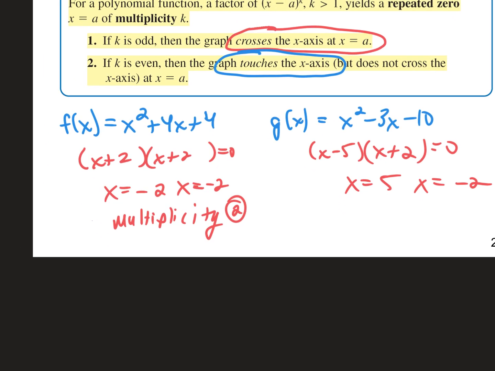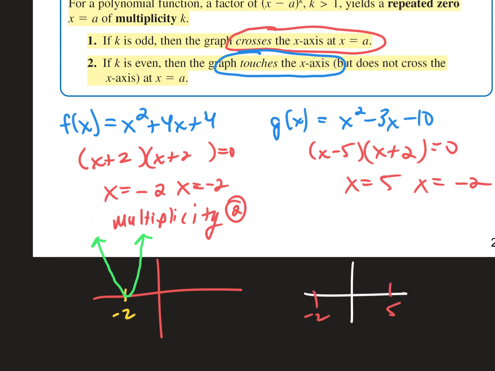What it means in a graphing situation, right? Where does this first graph, f of x, where does it cross the x-axis? Right here at negative 2. But since you have negative 2 an even number of times, you have it twice, what the graph does is it comes to this point, and instead of going through, it bounces and goes the other direction. That's called bouncing or touching and turning. Over here, you have an intercept at 5 and negative 2. Is this a positive parabola or a negative one? Positive. So you know it's going to cross here, go down, and then come back through.